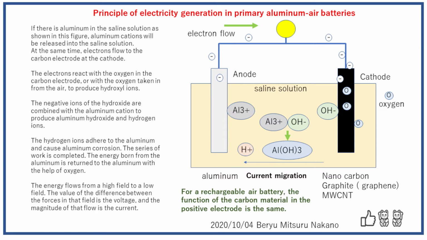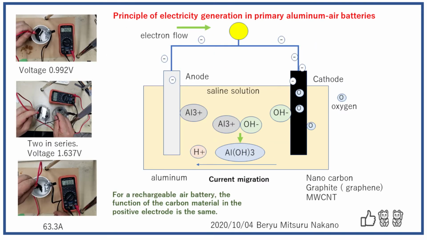The energy flows from a high field to a low field. The value of the difference between the forces in that field is the voltage. And the magnitude of that flow is the current. For a rechargeable air battery, the function of the carbon material in the positive electrode is the same.